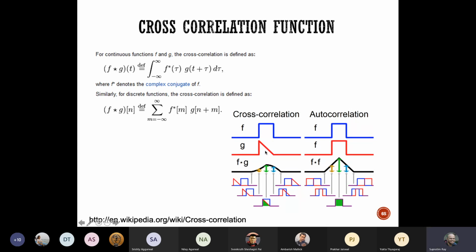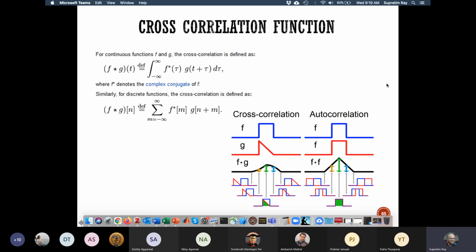When I replace g by f, it is then called an autocorrelation function. And notice that the autocorrelation function at the lag of 0 is always going to be very large, because the function will obviously be trivially correlated with itself. As I move one function away, the overlap falls away, and then it becomes a triangular shape. Okay, is this fine with everyone? This is the definition of a cross correlation function.